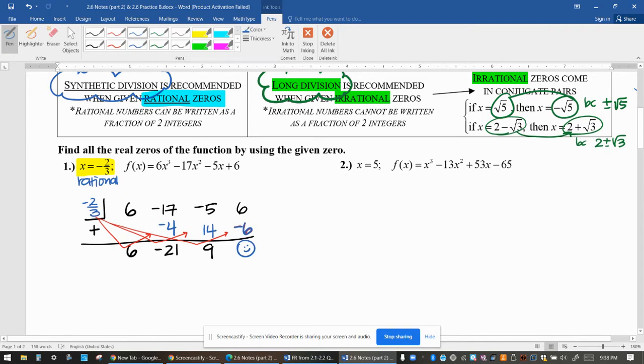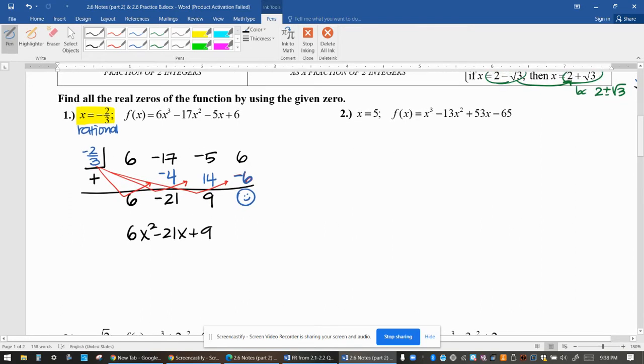So how do we find the rest of them? Well, we already found out that if I divide this function by that zero that they gave me, using synthetic division, I get 6x squared minus 21x plus 9. So if I want to find the rest of the solutions, I need to solve this polynomial. This is a quadratic.